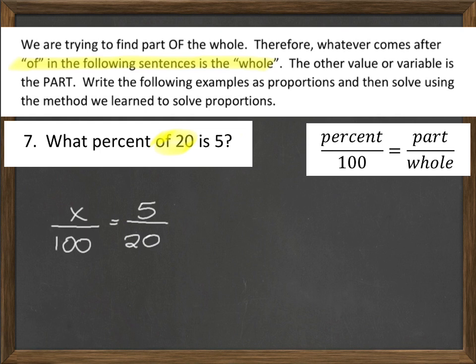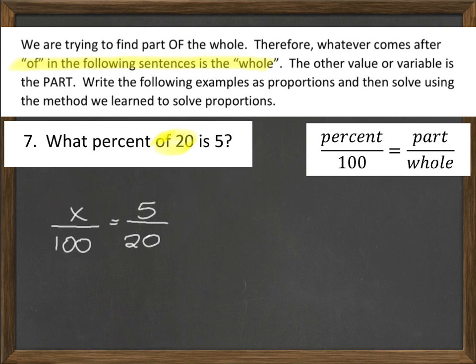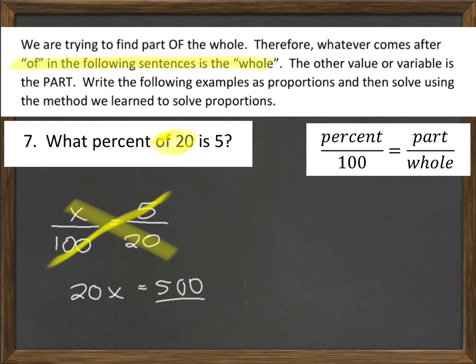So we have x over 100, which represents what percent. Then we have 5 over 20, and that's from of 20 is 5. So that's the hard part. The easy part, in my opinion, is just cross multiplying and solving. So we have 20x is equal to 500. We divide both sides by 20.